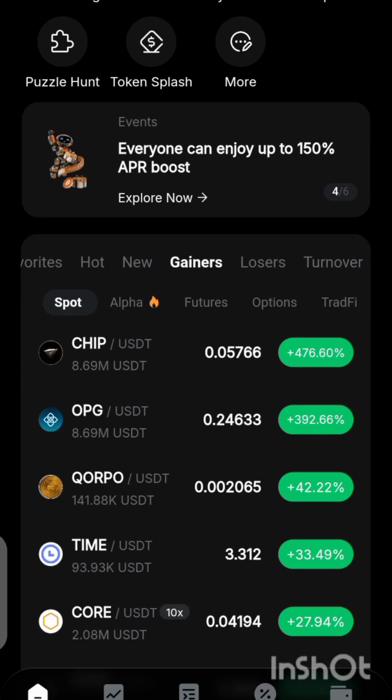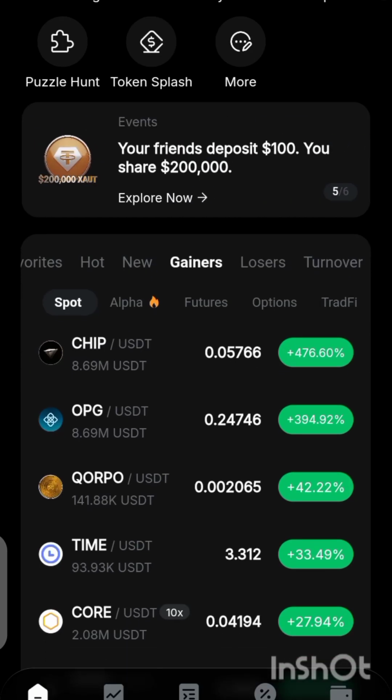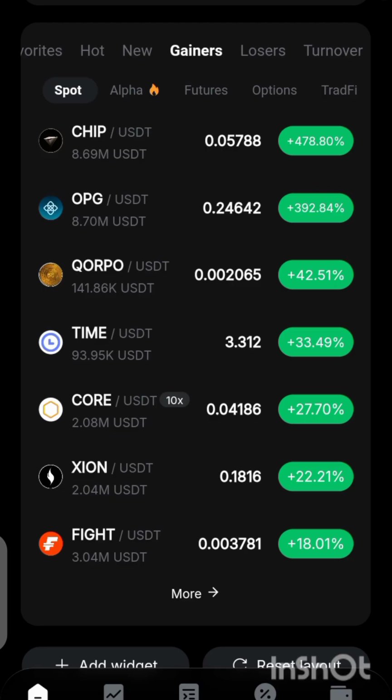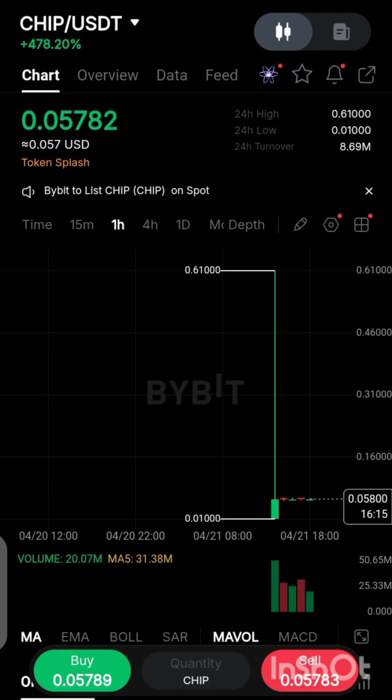Okay, so the next thing you're going to be looking for is a particular time, when a particular coin is moving higher, just like this chip right now, which is the first coin here. If you take a look here, you see that this coin is a newly listed coin, which went from 0.01 cent to 61 cent. As you can see, the coin has pumped and it has normalized, it has come back to the normal base.